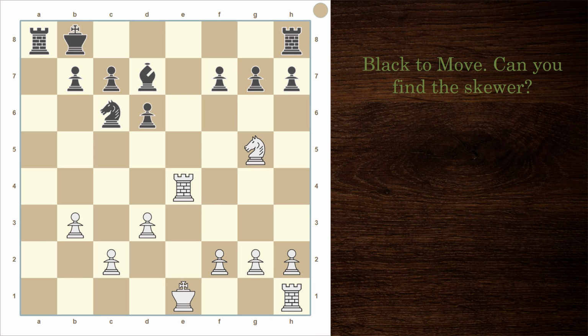Okay, so it's black's turn to move here, and can you find the skewer? Pause the video and see if you can find the skewer. Okay, so rook to a1 check. If the rook moves down here to a1, the king is compelled to move. This is very similar to our example. There's nothing to block it, and so the king has to move out of the way, and it exposes the unprotected rook here on h1.